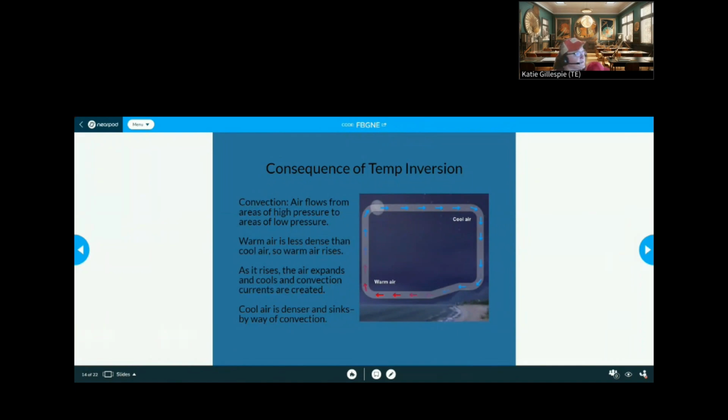The consequence of these inversions is convection. I told you we were going to get to it again. So weather, again, this is your tie into weather here. Convection is that airflow, high pressure to low pressure. Warm air is less dense. Cool air is not. And so we have this heating, rising, and cooling and falling of material. And this happens within our atmosphere as well, especially within the troposphere. That convection is what creates weather.